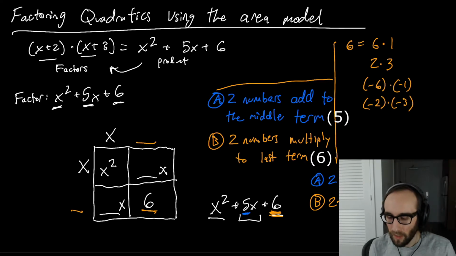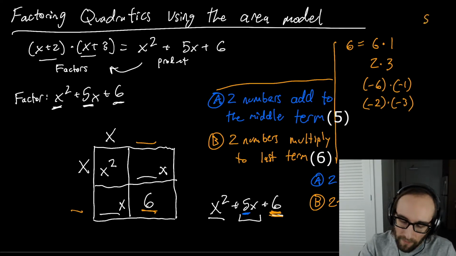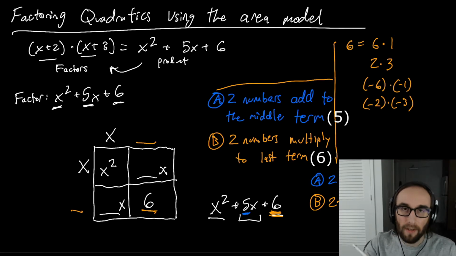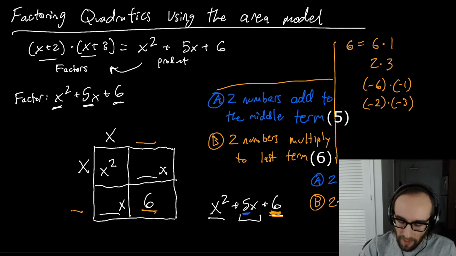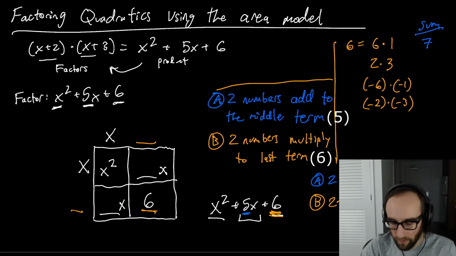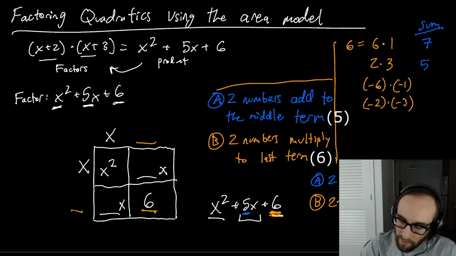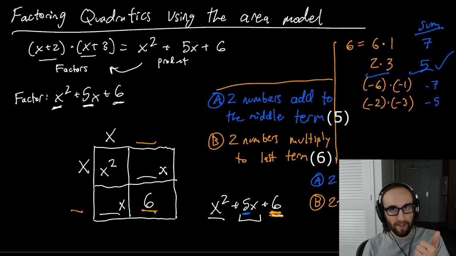And what I'm going to do is, for all of these sets of factors, find the sum of these factors and then see which of them have a sum that is 5. So 6 plus 1 is 7, so it's not 5. 2 plus 3 is 5, so we're done. If we wanted to add the other ones, we would get -7 and -5. So 2 and 3 multiply to 6, and they add to 5.